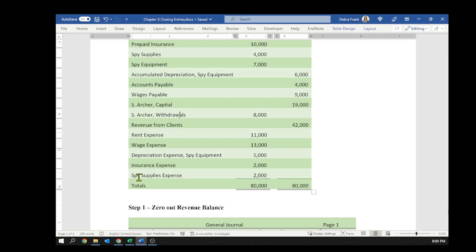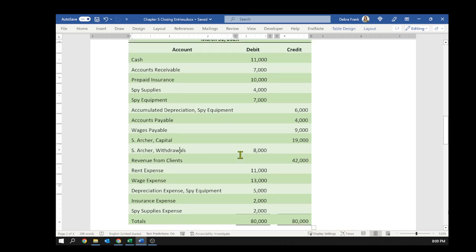Our first step is to close out revenue balance. Most books do this in this order of steps, so we're going to go in that order. We're going to close out revenue from the clients. We can see here that we have a credit balance for revenue, and we want to make that 0. Well, how do we make that revenue balance be 0?